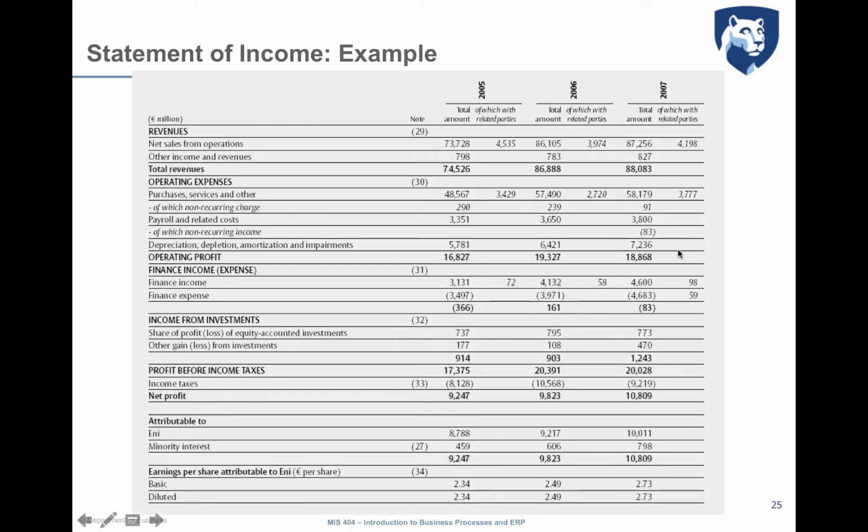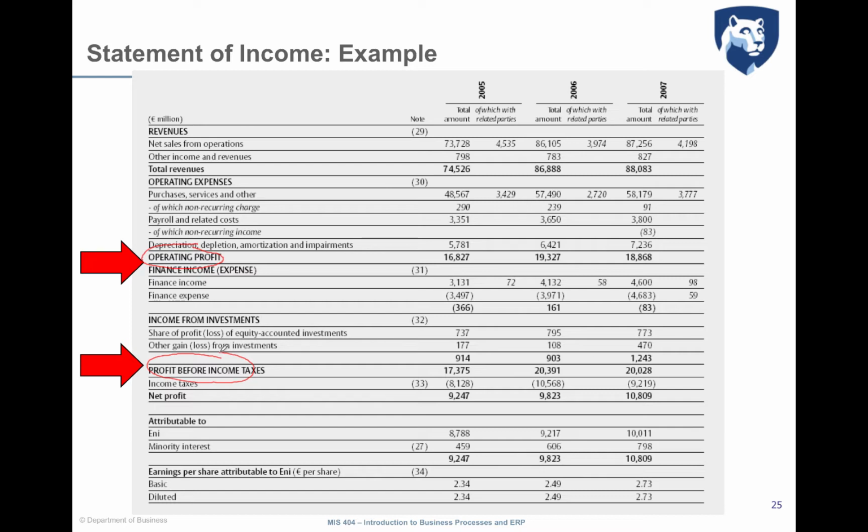Here we can see an example of a statement of income from an oil and gas company, in particular Eni. The income statement first collects revenues and costs from operating activities, realizing what we call the operating profit. So the profit coming from operating activity, also known as earnings before interest and taxes. Then income and expenses are recorded related to financial activities and investment, realizing what we call the profit before income taxes.